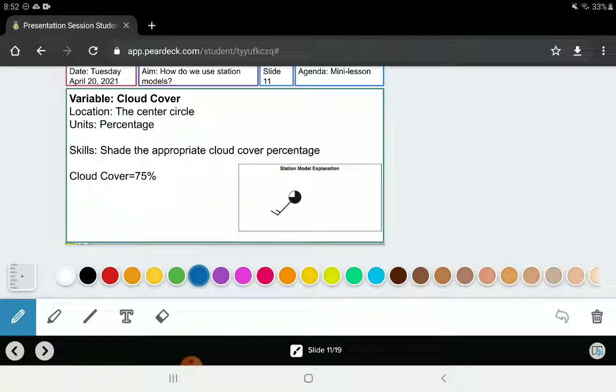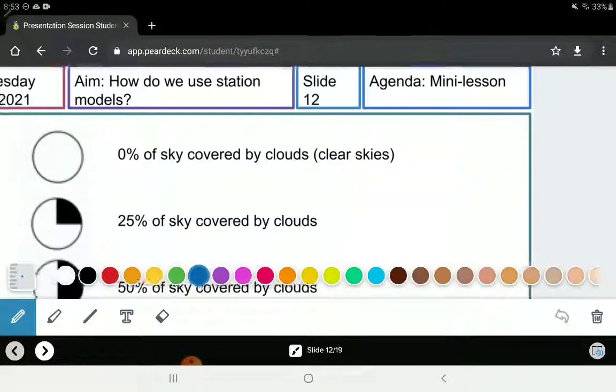Our next variable is cloud cover, and that's going to be the center circle, so that entire circle. The units are a percentage. So you would shade how much cloud cover is the percentage. This says 75%. So it's like a pie chart. So 75% of that model is actually filled in.